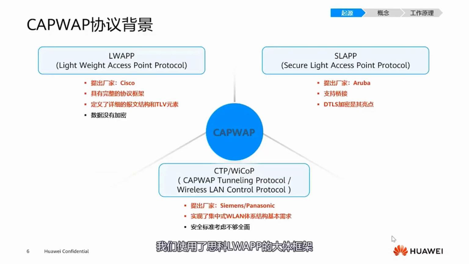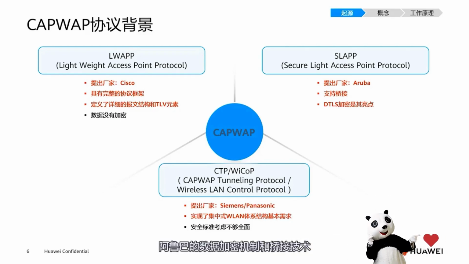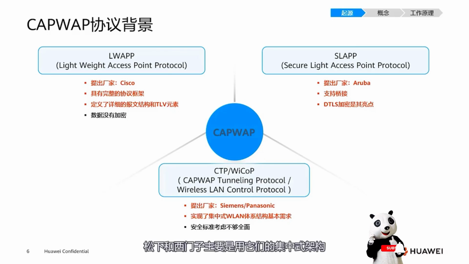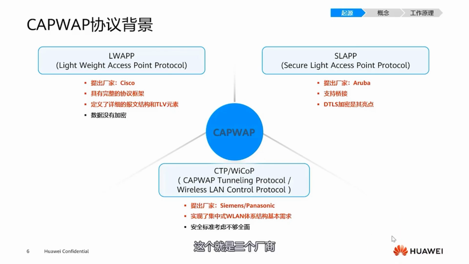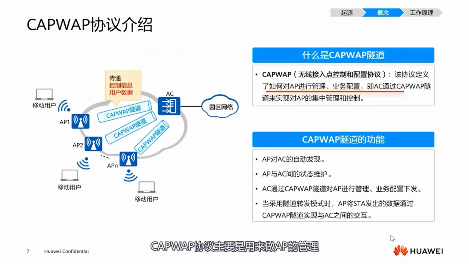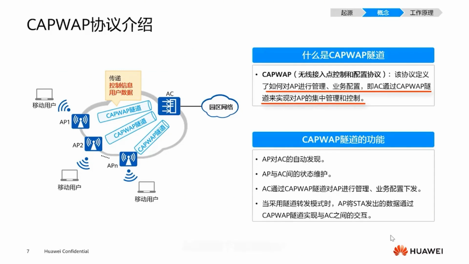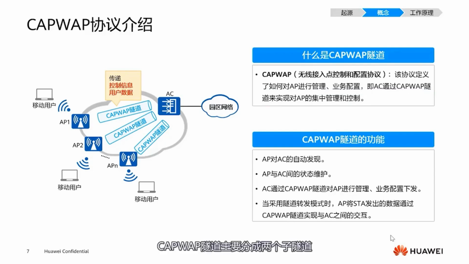We used the general framework of Cisco's LWAPP, Aruba's data encryption mechanism and bridging technology, and Siemens and Panasonic's centralized architecture. This is the CAPWAP protocol, formed by the protocols of these 3 manufacturers. The main purpose of the CAPWAP protocol is to manage APs. Service configurations are done through the CAPWAP tunnel, which can transmit data supervision or issue configurations to APs. This is the specific function of the CAPWAP tunnel.